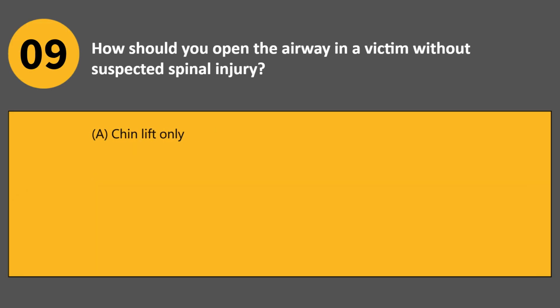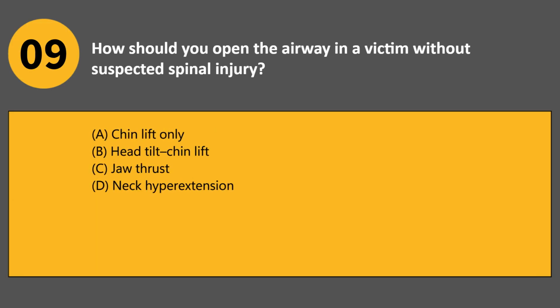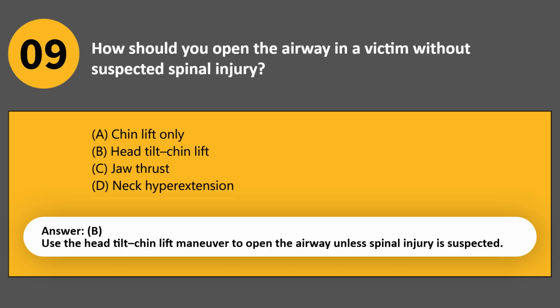How should you open the airway in a victim without suspected spinal injury? A. Chin lift only. B. Head tilt, chin lift. C. Jaw thrust. D. Neck hyperextension. Answer B. Use the head tilt, chin lift maneuver to open the airway unless spinal injury is suspected.